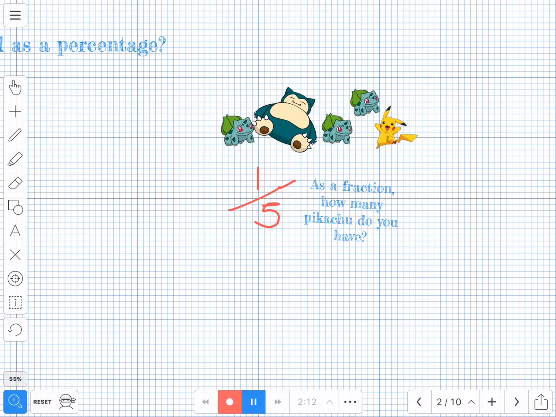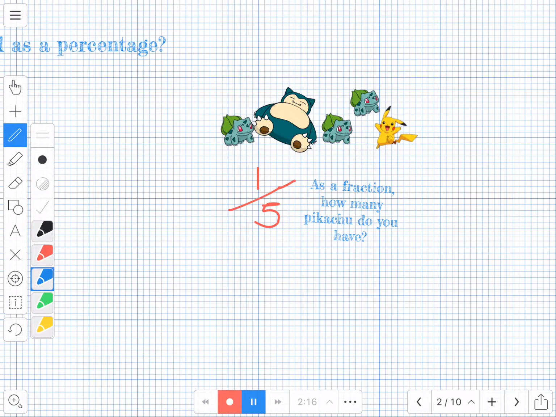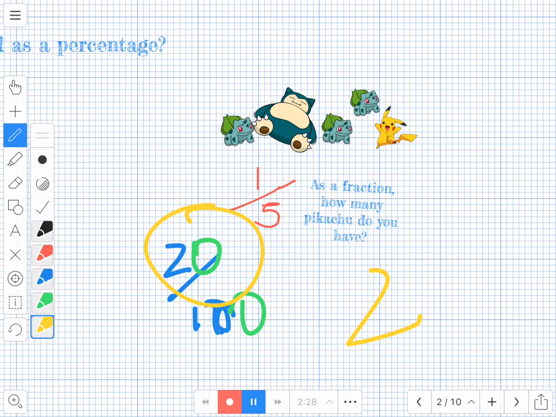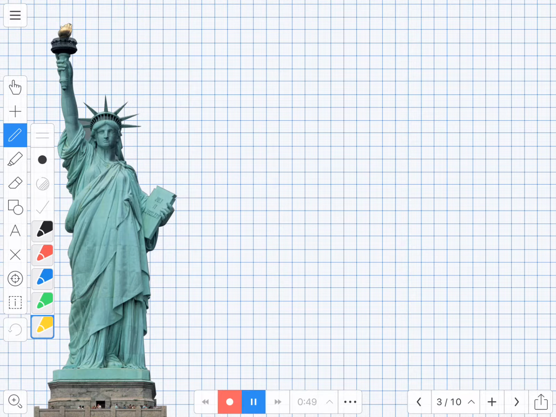But what about as a percentage? So if I think about percentage, the way I would do this is I would want to make it into 100. So I could also work out that's the same as 2/10. Oh, 2/10. And to make that into 100, add that 0 on. So look, that's 20%. 20% Pikachu.